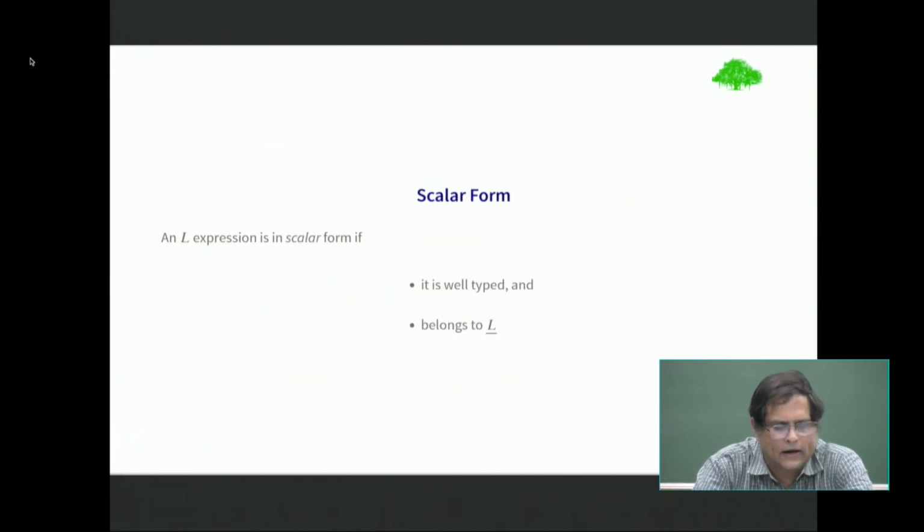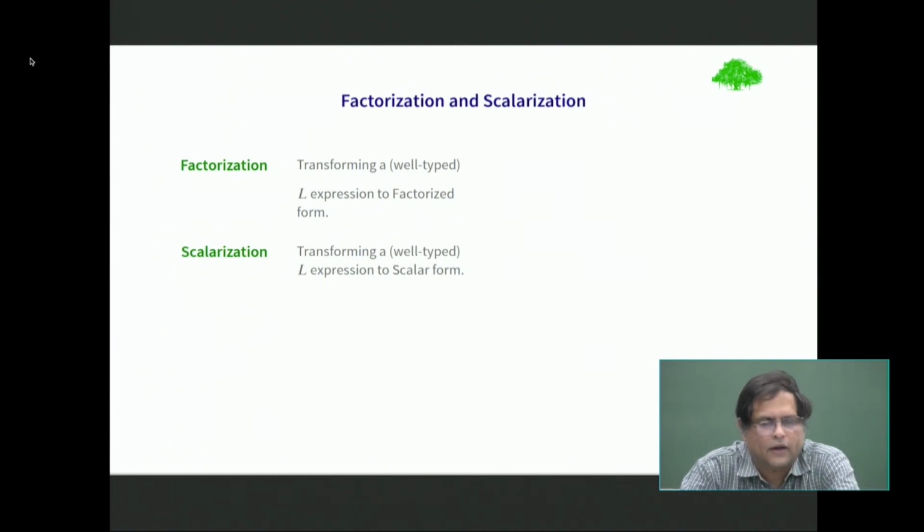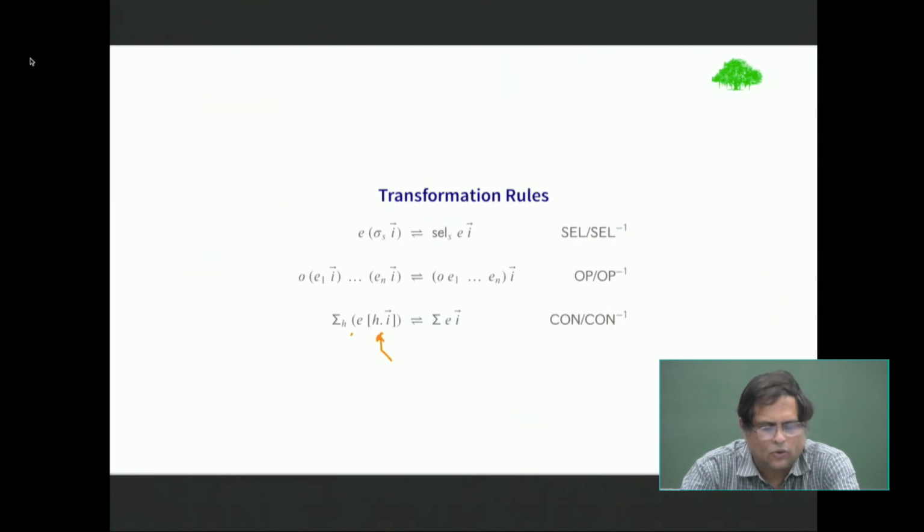Similarly with scalar form, an expression is in scalar form if it is well typed and belongs to L underscore, which means it has none of these selectors in it. It has summations, but the summations have indices, and has array references. So what is factorization? It's a process of transforming a well-typed L expression into factorized form, and scalarization is transforming it into a scalar form. Here are the rules for transformation.